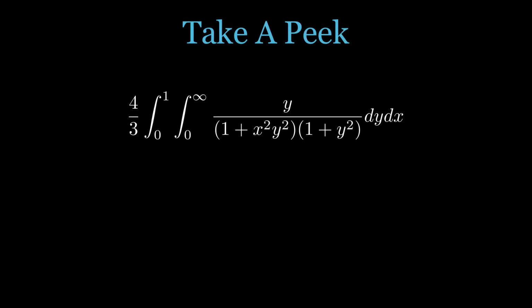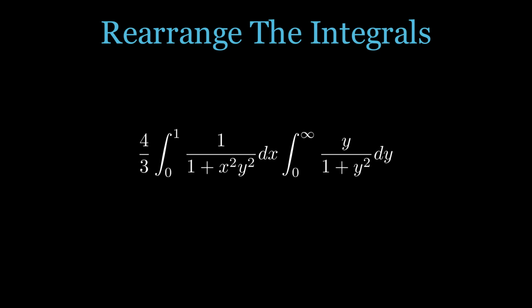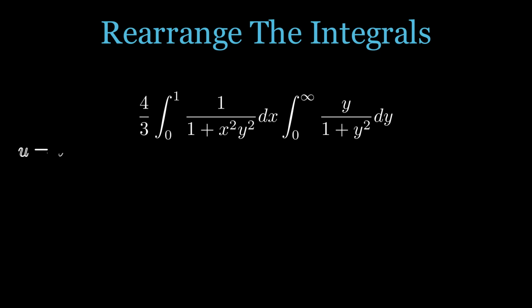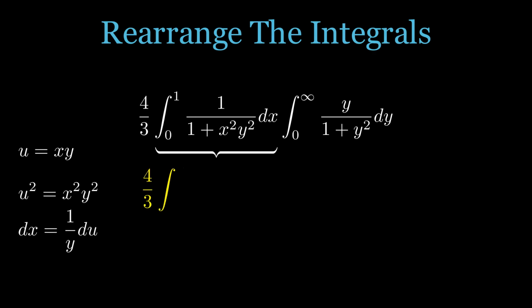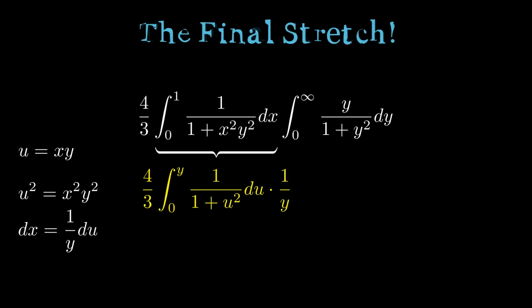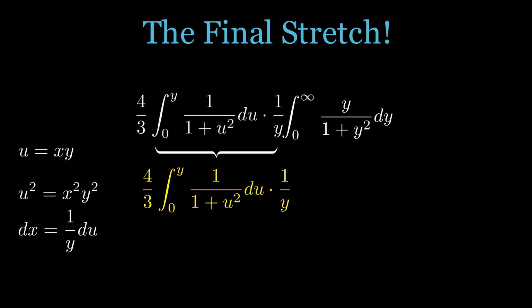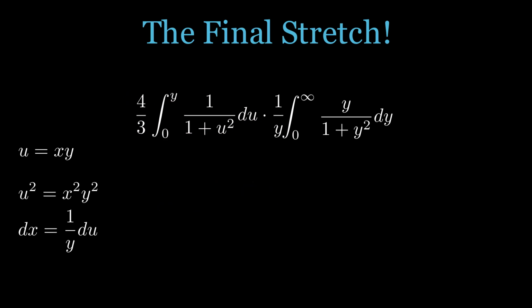Now we have double integrals. We're going to do some rearranging right there. We let u equal xy, u squared equals x squared y squared, dx equals 1 over y du. And now we're in the u world. And this is the final stretch, ladies and gentlemen.